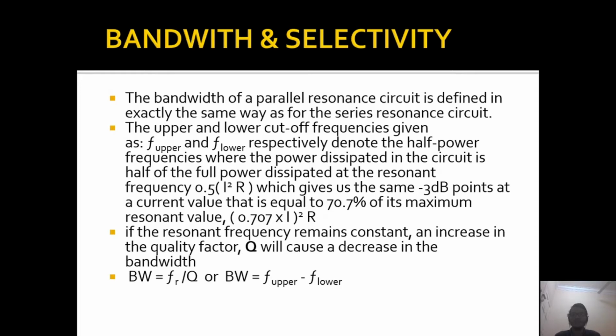half power frequency, where the power dissipated in the circuit is half of the full power dissipated at the resonant frequency, 0.5 in bracket I squared R, which gives us the same 3 dB point at a current value that is equal to 70.7% of its maximum resonant value. If the resonant frequency remains constant, an increase in the quality factor Q will cause a decrease in the bandwidth. This is the formula.